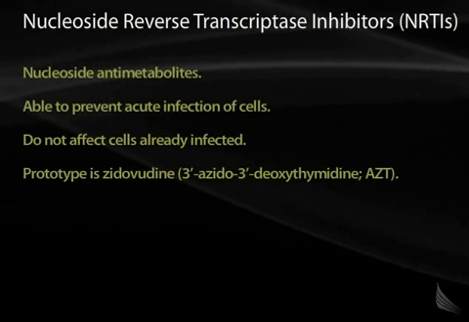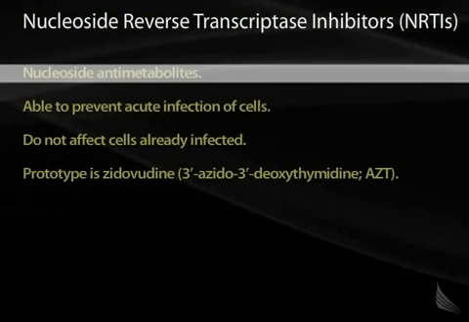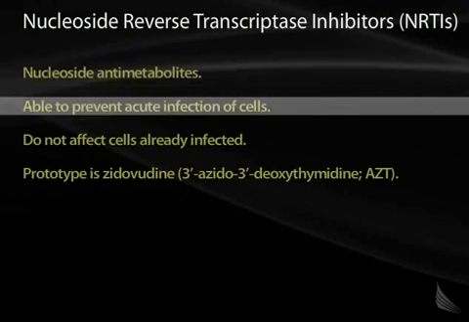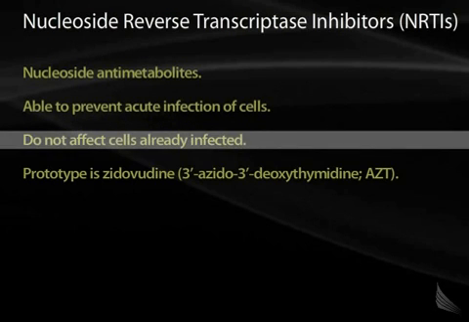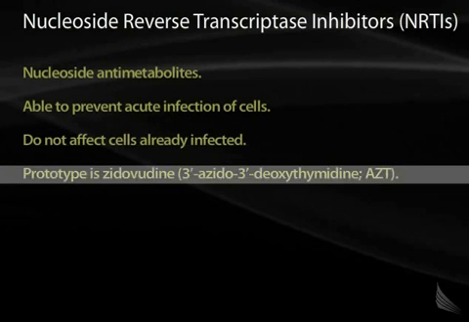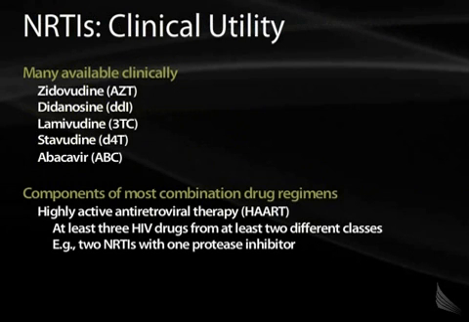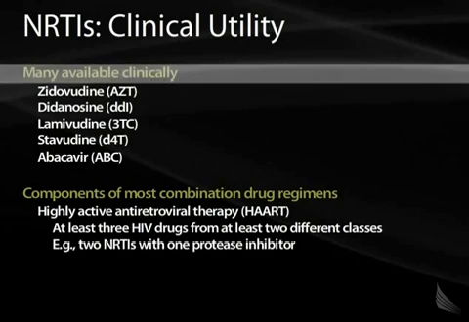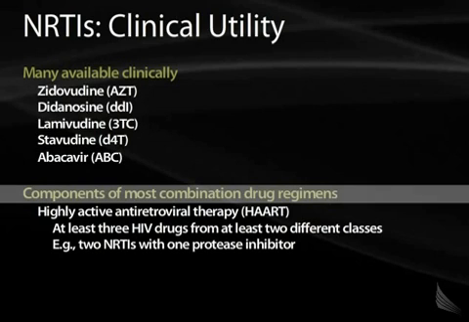The NRTIs, or nucleoside reverse transcriptase inhibitors, are antimetabolites that are nucleosides that are able to prevent acute infection of cells, but they do not affect cells that are already infected. The prototype medication was AZT, or zidovudine. The NRTIs are very helpful in treating HIV infections, and there are many different medications that are available clinically. The NRTIs are components of a lot of different drug regimens.